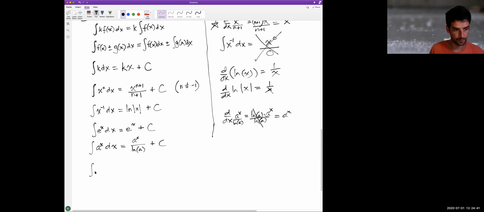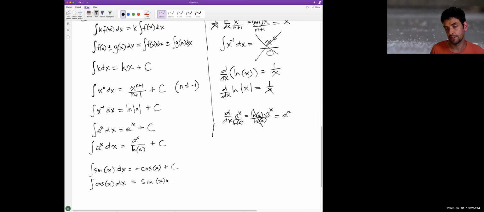Let's see. How about the antiderivative of sine of x dx? We just need to remember that if we take the derivative of cosine of x, we get negative sine. So if we start with negative cosine, we'll get positive sine of x. Remember what we're doing in each case. The thing I write on the right, if you take its derivative, you get the thing on the left. That's the meaning here. For cosine of x, the antiderivative is just going to be sine of x.